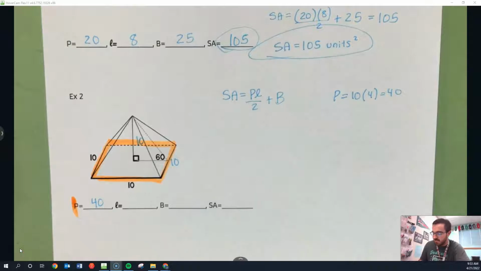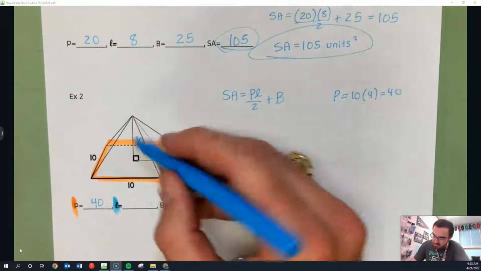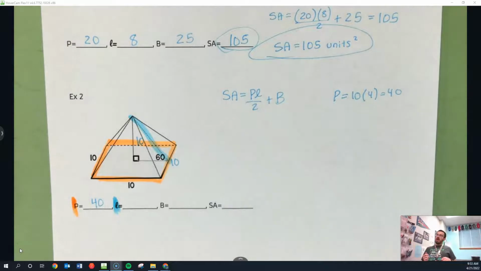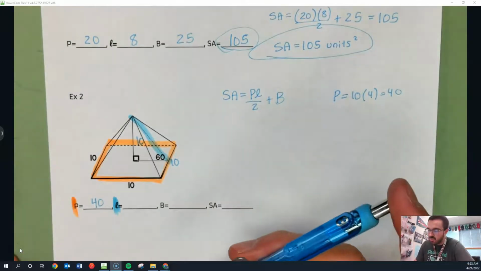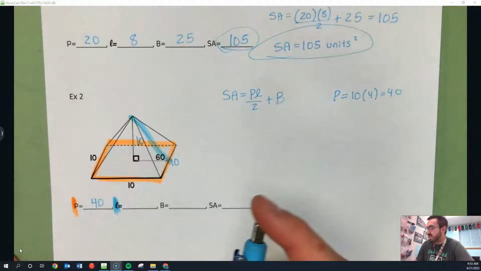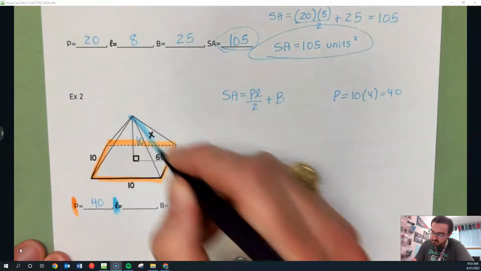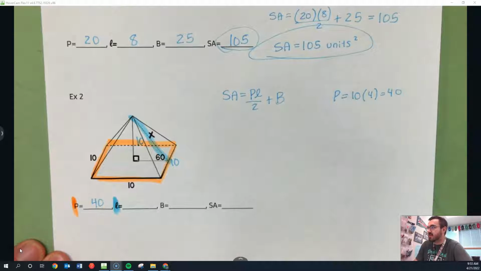What about my slant height? My slant height, remember, is this distance right here. So that's going to be a little bit more complicated, right? At this point in time, we actually don't know what that slant height is. When we don't know something, let's call it x. Okay, I don't know what that is.